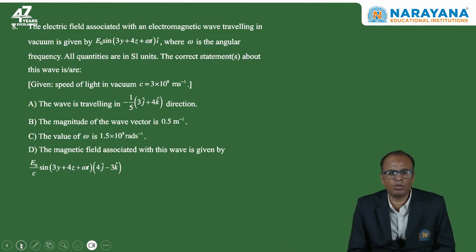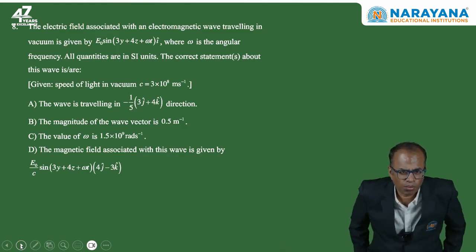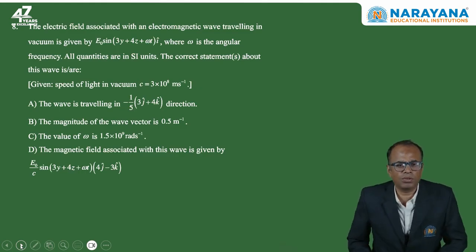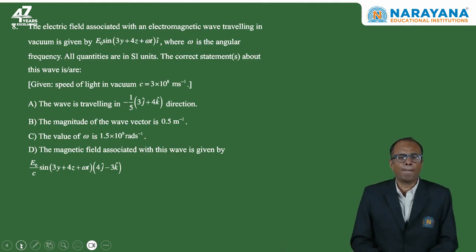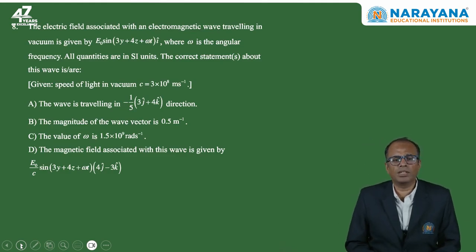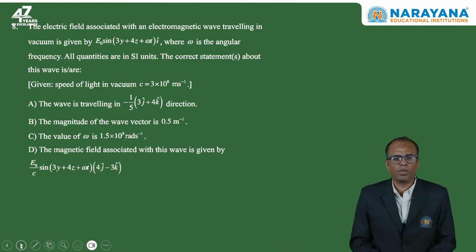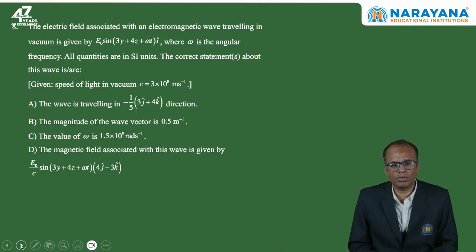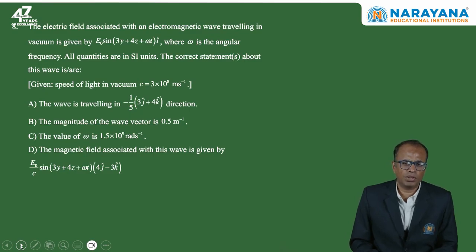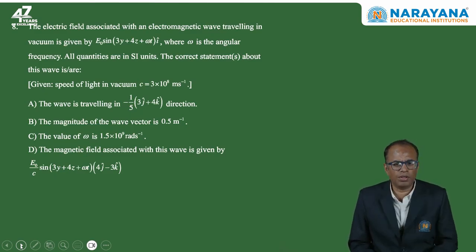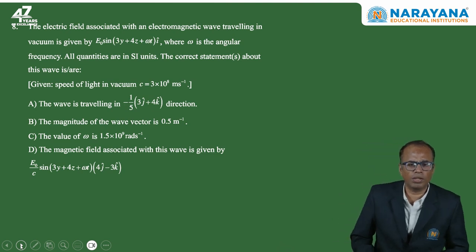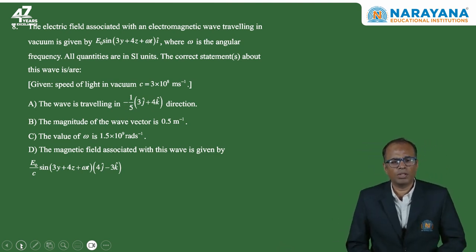So let's move on to the next question. Looking at this, I feel like my life is going to become a bit easy now. The electric field associated with an electromagnetic wave traveling in vacuum is given by E naught sin of (3y plus 4z plus omega t) i cap, where omega is the angular frequency. We have to check the correct statement. The wave is traveling in this direction, so I will need to find the direction. I need to find the wave vector, omega, and the magnetic field.